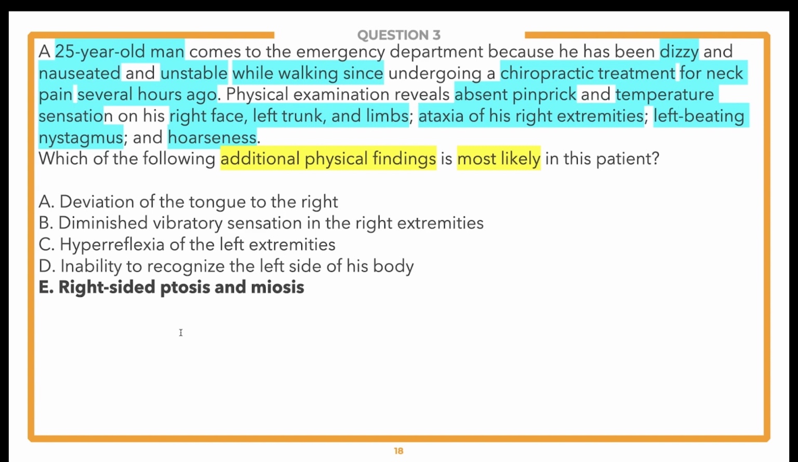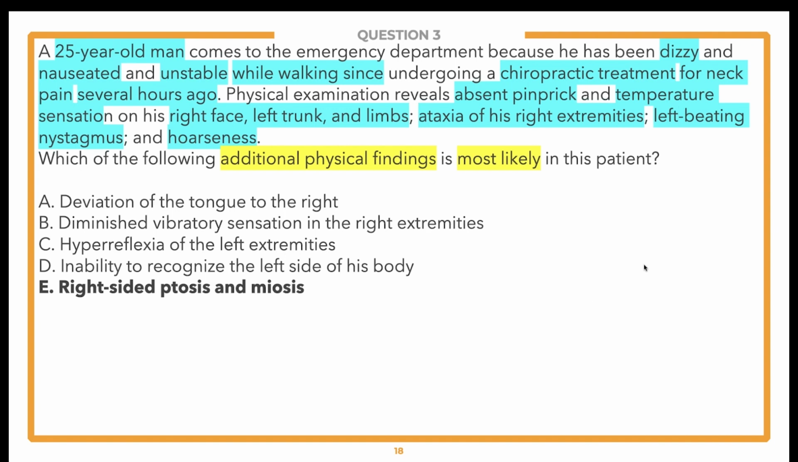Dissection or thrombosis of the PICA will lead to lateral medullary syndrome, and that will manifest as hoarseness, dysphagia, absent pain and temperature from the ipsilateral face and contralateral body, vomiting, vertigo, and ataxia. Let me repeat that. With PICA, you're going to have hoarseness, dysphagia, absent pain and temperature from the ipsilateral, or same side, face and the contralateral part of the body. So ipsilateral face, contralateral body, vomiting, vertigo, and ataxia. Now, you can also have, with lateral medullary syndrome, ptosis, miosis, and anhidrosis.